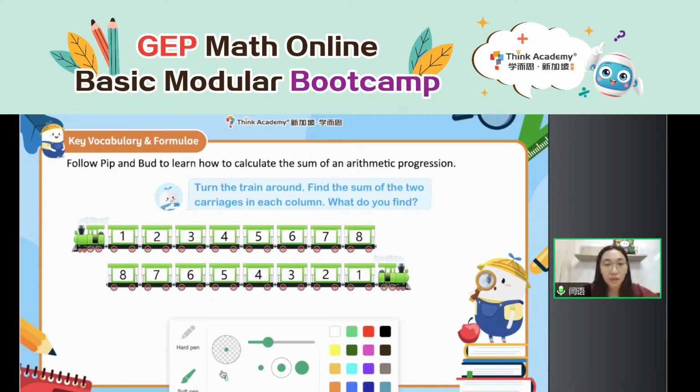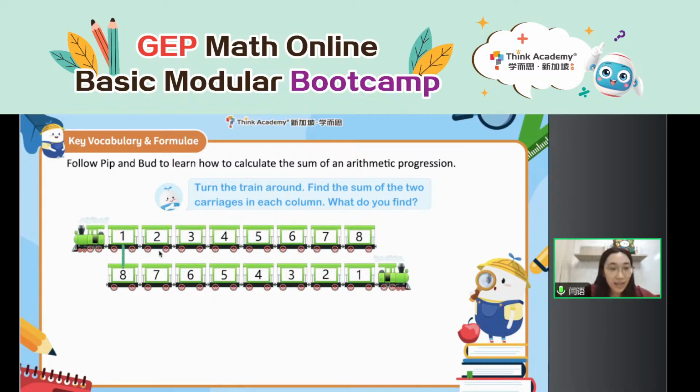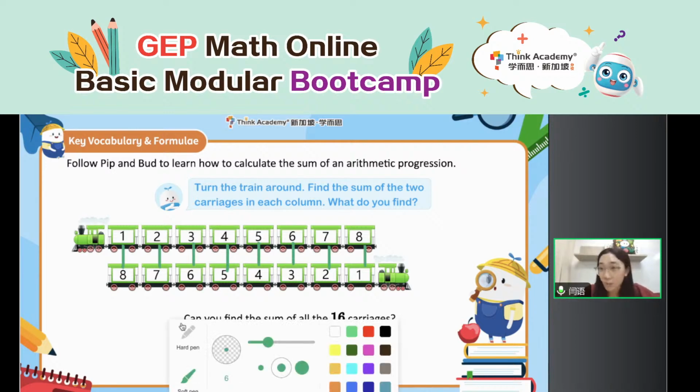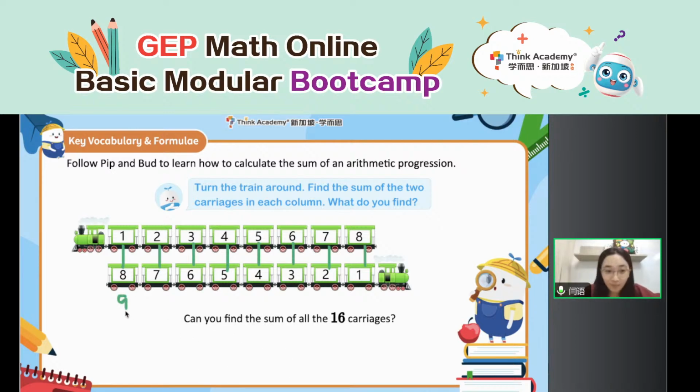Now following this, you see, for every column, 1 and 8, 2 and 7, 3 and 6, 4 and 5, 5 and 4, 6 and 3, 7 and 2, 8 and 1. What can you get? You can see that the total is always what? It is always 9, right? And then how many columns are there? That is totally related to the number of terms. From number 1 to number 8, how many terms are there? There are 8 terms.